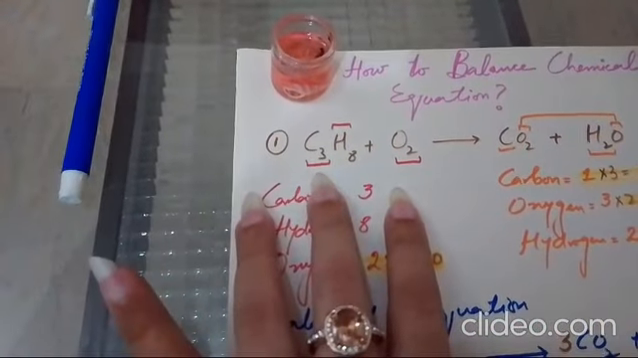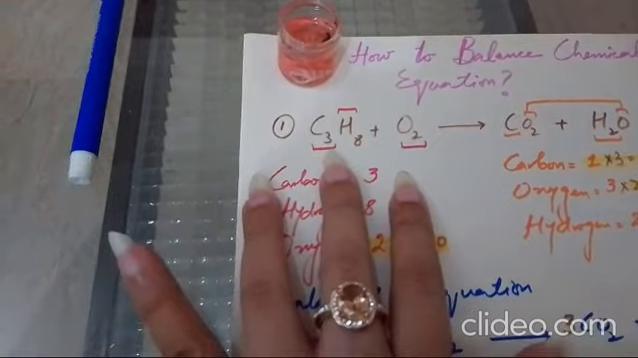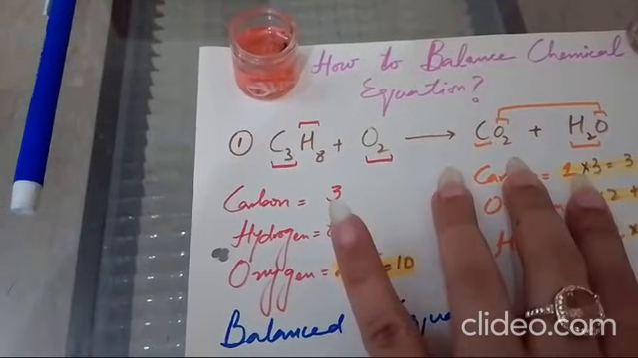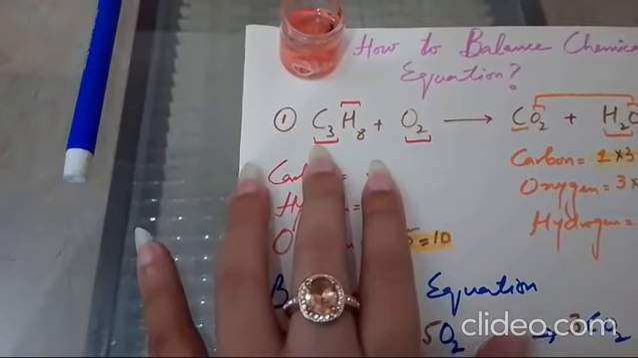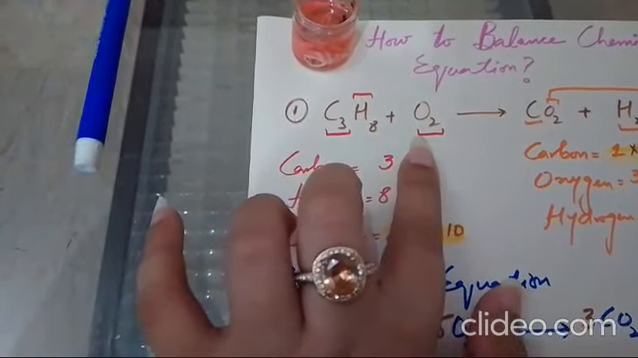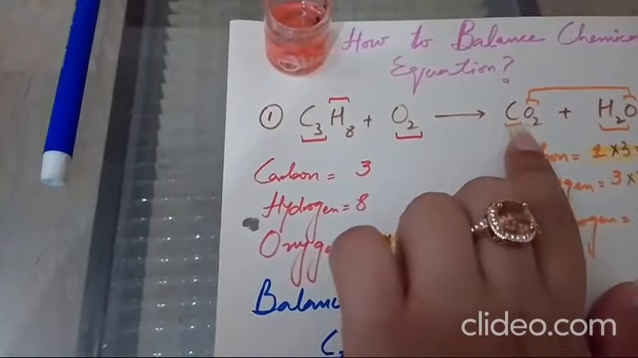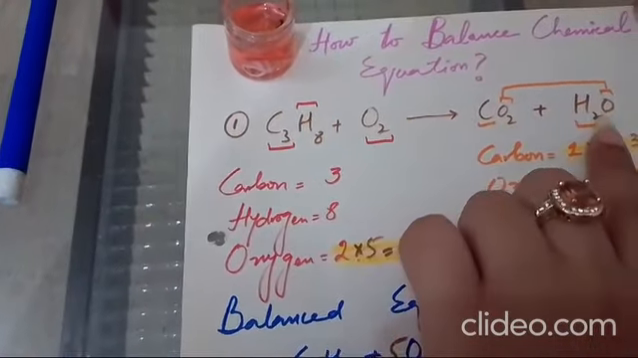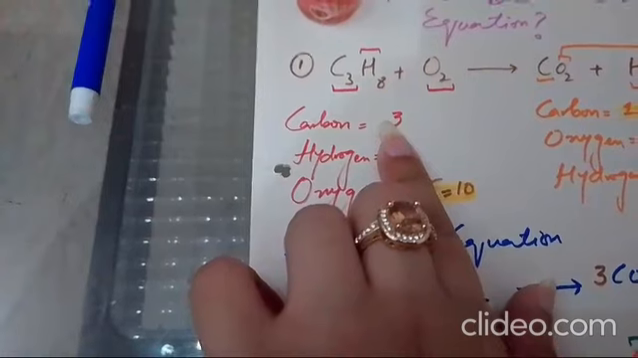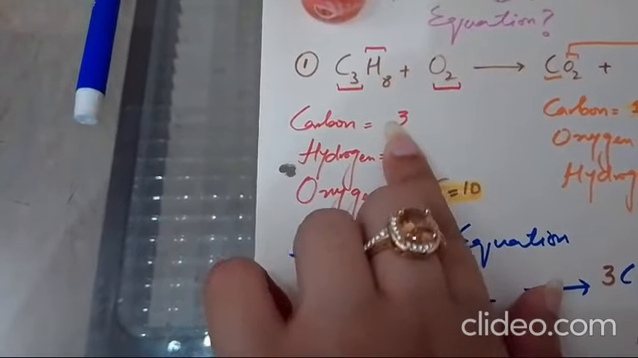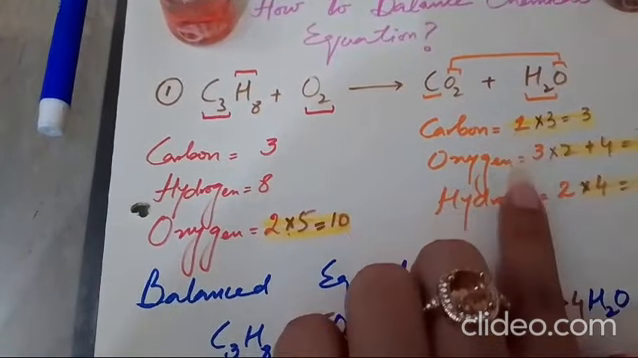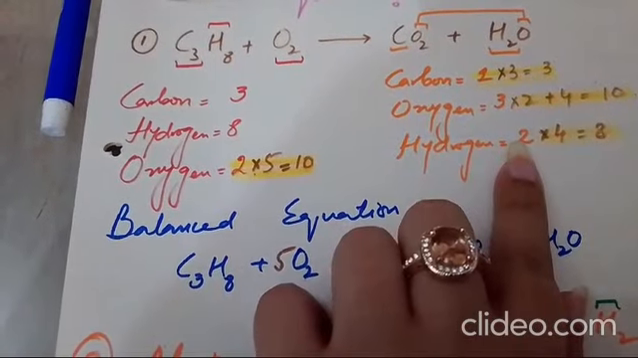Okay, now come towards the first equation. Here is C3H8 and O2. These are our reactants and these are our products. Now if we look at the reactants, we have 3 carbon, 8 hydrogen and 2 oxygen. And from here we have 1 carbon, 2 plus 1, 3 oxygen and 2 hydrogen. Here is the data before balancing. Carbon 3, hydrogen 8, oxygen 2, carbon 1, oxygen 3 and hydrogen 2.